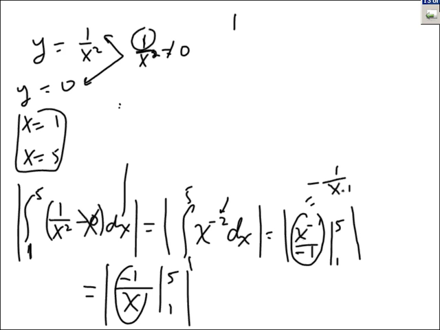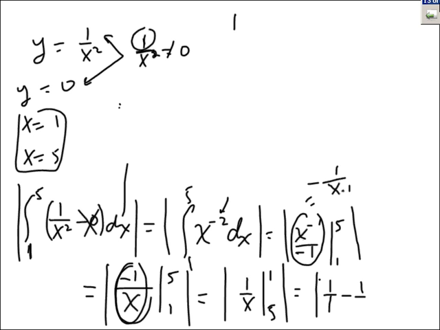I hate this being negative. I can always change the sign of this so long as I change the order of the limits. Instead of 1 to 5, 5 to 1. I type in the upper limit first, minus, I type in the lower limit second. And I get 4/5, which is positive, so it's 4/5.